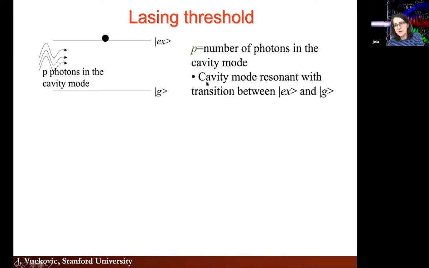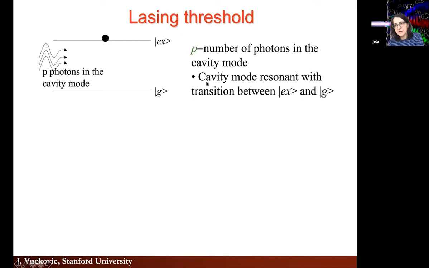But we want to write also an equation for P, and that would be the other rate equation. The number of photons in the cavity mode increases by emission from these excited emitters into the cavity mode, which is the same as this term in the previous equation. So you have spontaneous and stimulated emission, but it decreases as a function of loss. And loss is described with this cavity field decay rate, which is a combination of radiative and non-radiative loss. Since here I'm writing the total number of photons, instead of the cavity field decay rate, I have to write the energy decay rate, which is 2 kappa times the number of photons.